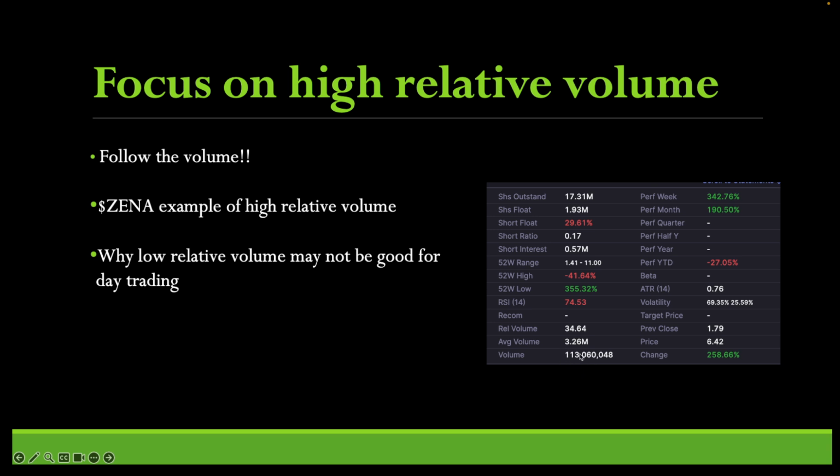And look, the volume on this is 113 million. What this tells us is that compared to the average volume, the relative volume is 10 times higher, which is a very bullish sign. So x10 basically. Now, why is this good for a day trade? And ZENA is a great example of this.